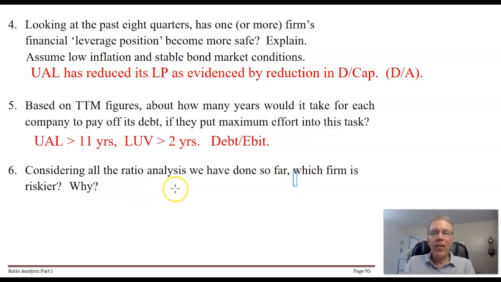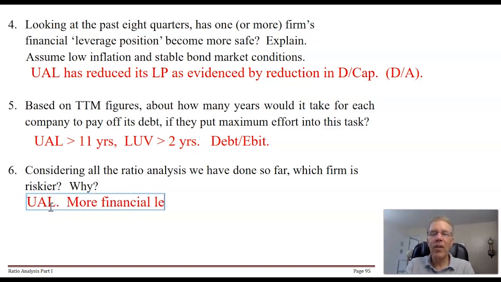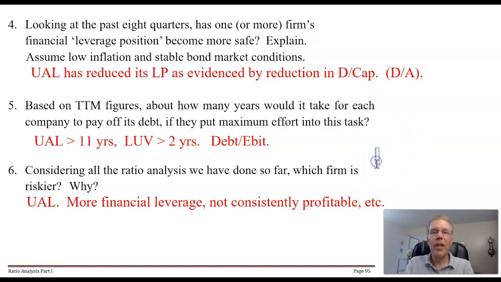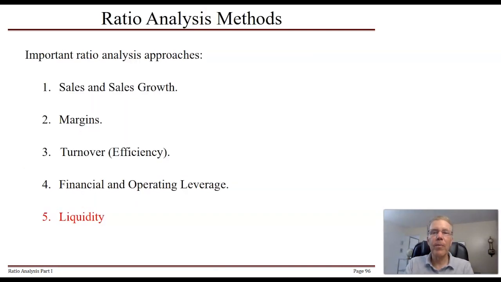All right, considering everything we've done so far, which firm is riskier and why? Well, that's sort of a very easy question. Clearly, UAL is riskier. Okay, it's got more financial leverage. And remember, it was not consistently profitable. So definitely UAL is riskier. That does not mean that you should run away from it. It depends on what your position on risk reward is, whether you maybe want to invest in its stock even, or its bonds, or you want to go with something safer like Love.